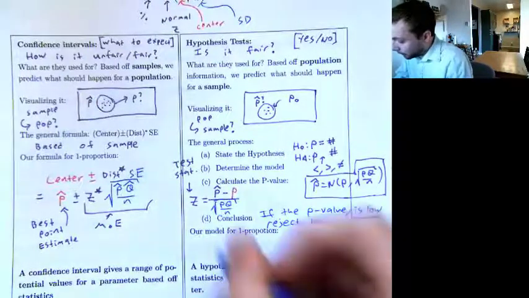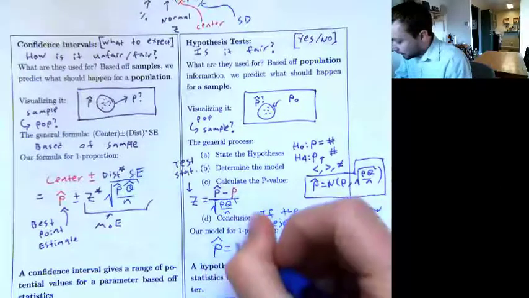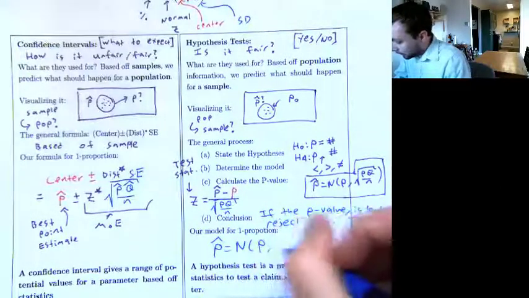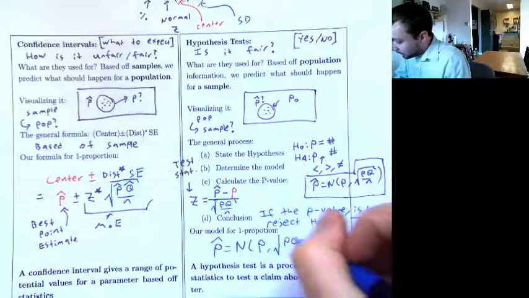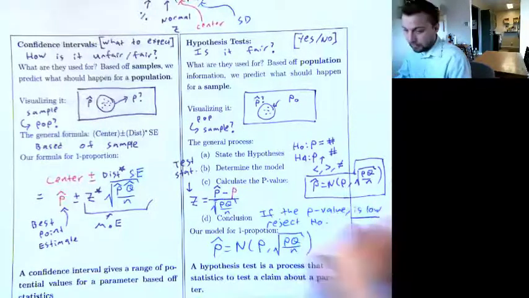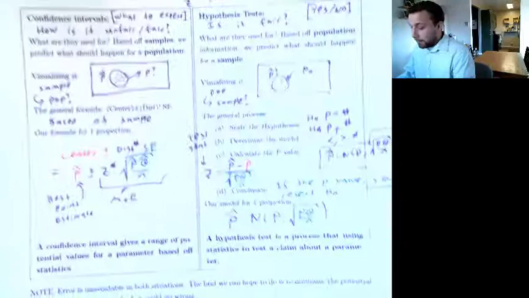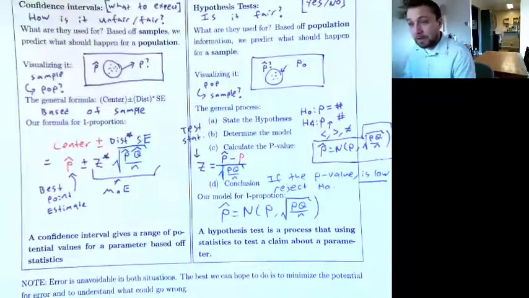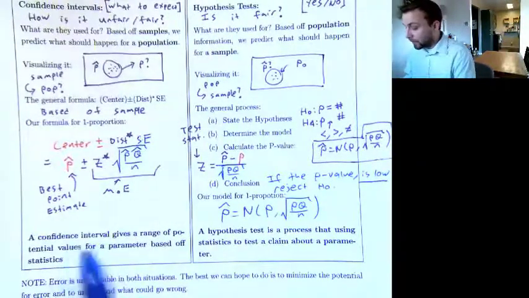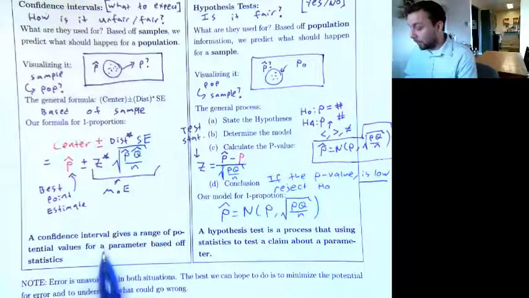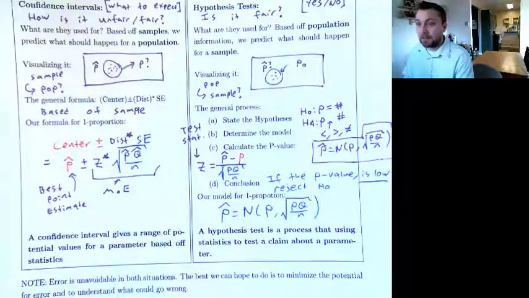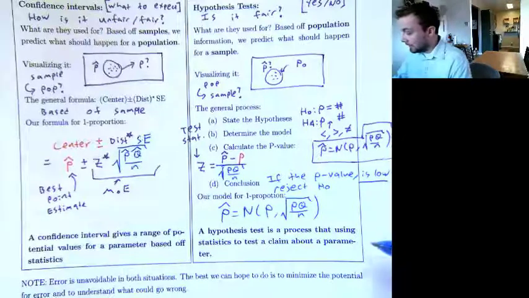Our model for one proportion: p hat is normally distributed with the sample center of p, and a standard deviation of square root pq over n. I've said this a few times. I'm really hoping to drive this home. A confidence interval gives a range of potential values for a parameter based off of statistics. It starts with the sample. The conclusion is about a population. Hypothesis test, this is a process that uses statistics to test a claim about a parameter.